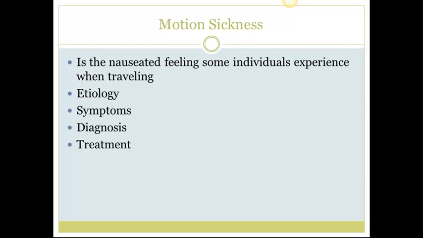Motion sickness is a nauseated feeling some individuals experience when traveling. The etiology is the abnormal movement of the organ of balance, or the semicircular canals, which are located in the inner ear. Symptoms are nausea, vomiting, diaphoresis, and vertigo. Diagnosis is history with description, and treatment can be medications such as meclizine, transdermal patch, or Dramamine.